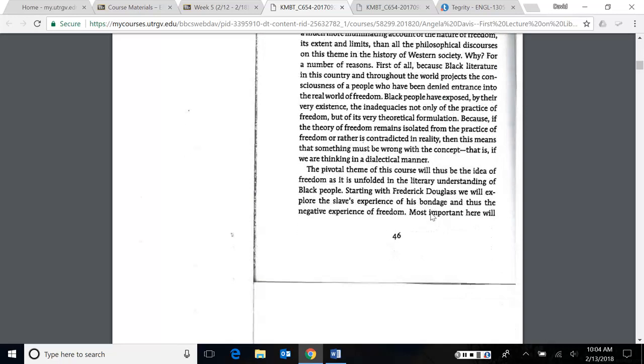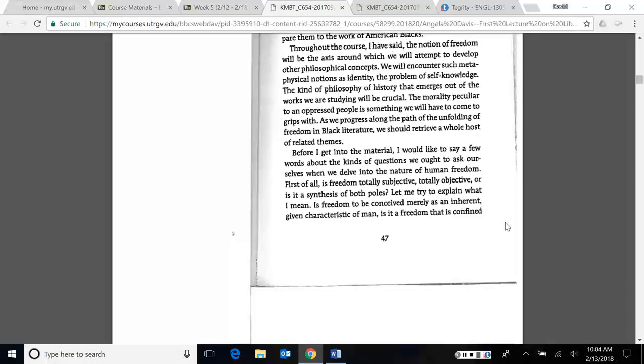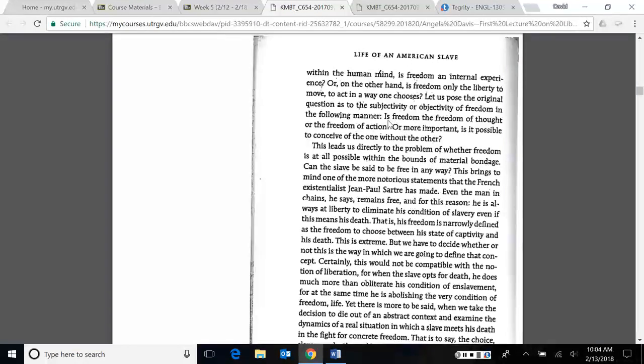And one of the things that she does throughout this lecture is that she's trying to answer another pivotal question here. She says, "Is freedom?" This is on the bottom of page 47. "Is freedom totally subjective, totally objective, or is it a synthesis of both poles?" And she goes on to explain a little bit more, but essentially what she's trying to say, and she kind of gets to it on the top of page 48, is: is freedom the freedom of thought or the freedom of action? Or more important, is it possible to conceive of the one without the other? And so she's going to try to answer this question specifically with the aid of Frederick Douglass's narrative.